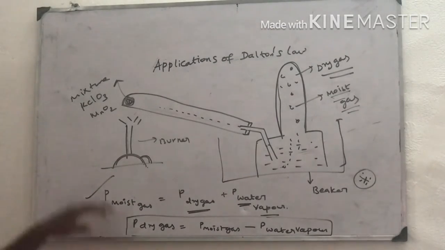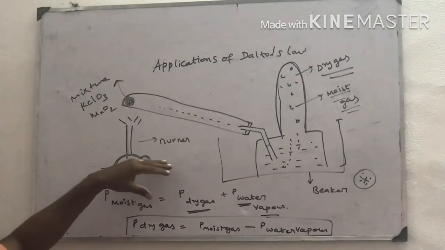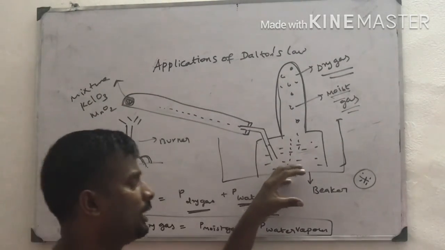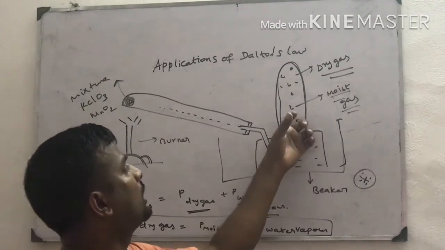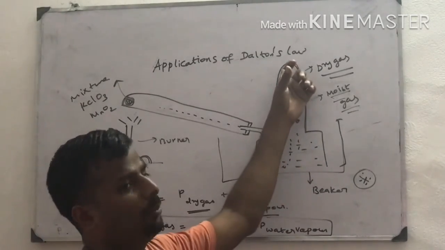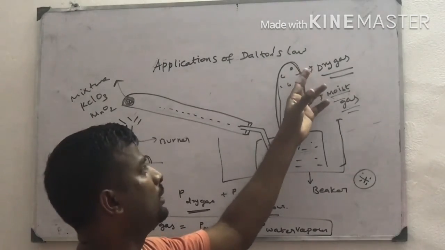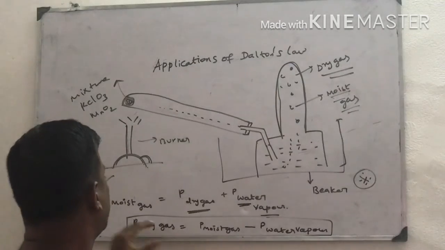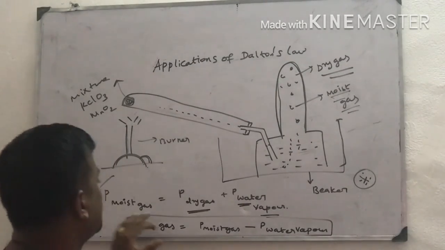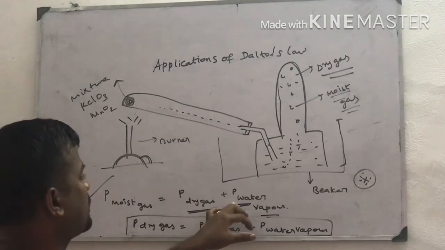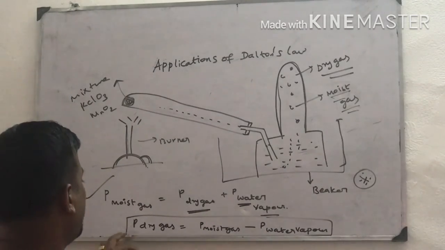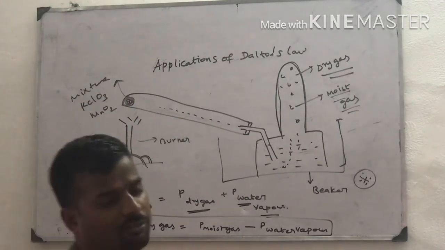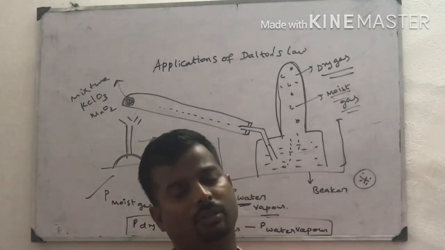First, manganese dioxide and potassium chlorate are heated with the help of a burner. At a particular temperature, they release the gas. The gas will react with water, and the moist gas is here. And at the top of the glass tube, the dry gas is formed. If I want to know the pressure of the moist gas, I will use this formula: pressure of moist gas is equal to pressure of dry gas plus pressure of water vapor. Again, if I want to know the pressure of dry gas, it is pressure of moist gas minus pressure of water vapor. I will get the value of the pressure of dry gas.